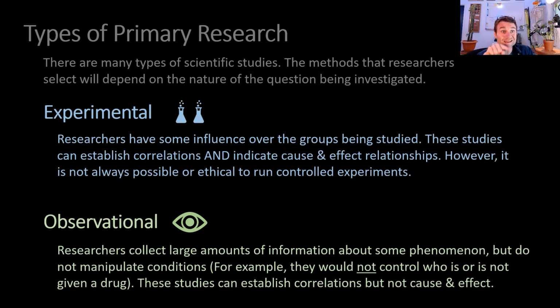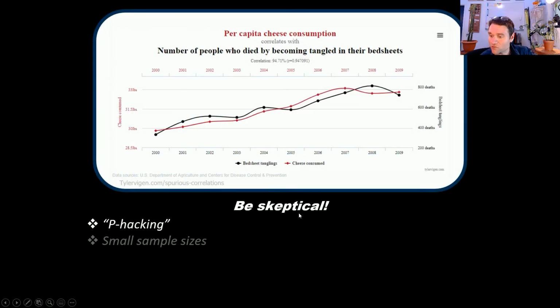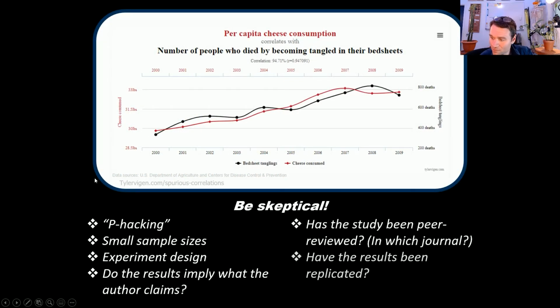You can see if there is a cause and effect relationship. But just through observation, you can only establish that there's a correlation, and that does not necessarily imply that there's actually a causal relationship. So you want to be skeptical. And whenever you see results, you have to consider whether or not those results are being reported honestly, or whether or not they've been through all of the rigor that they need to go through.